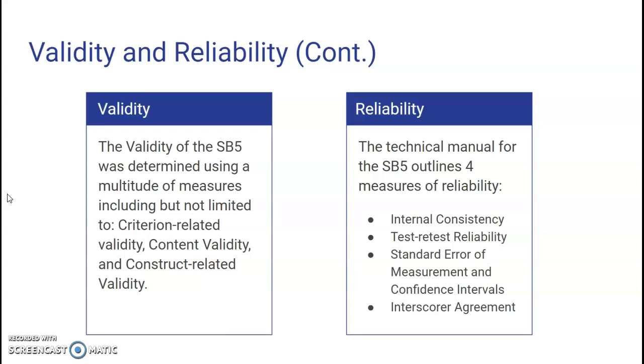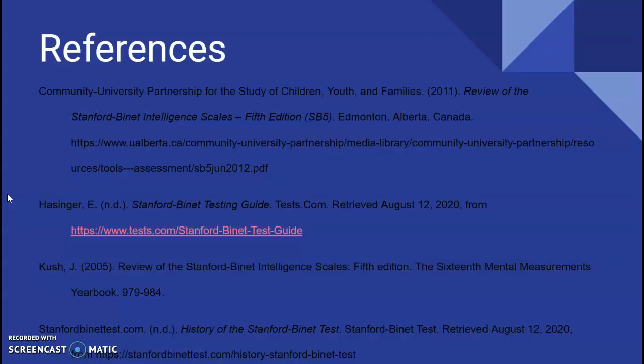Reliability, the 5th edition was measured against 4 categories of reliability: internal consistency, test retest reliability, standard error of measurement and confidence intervals, and inter-score agreement.